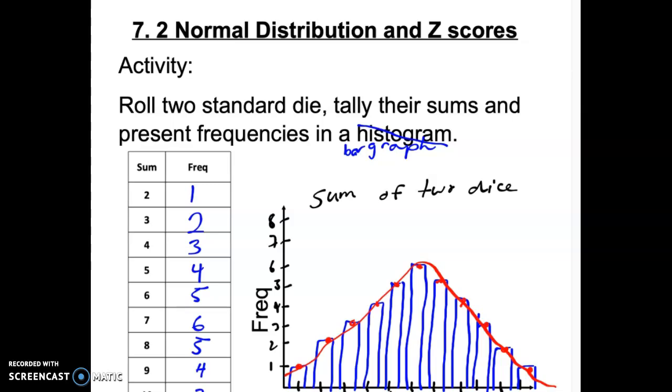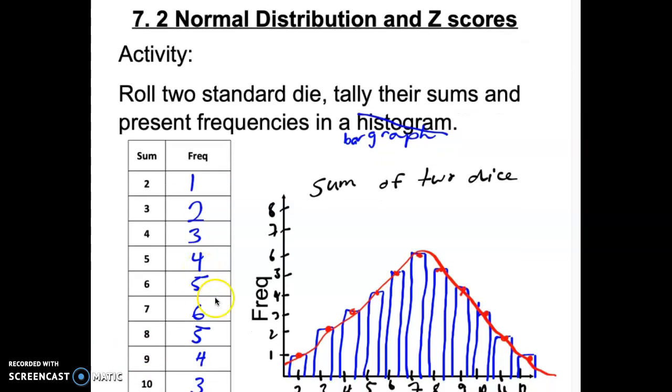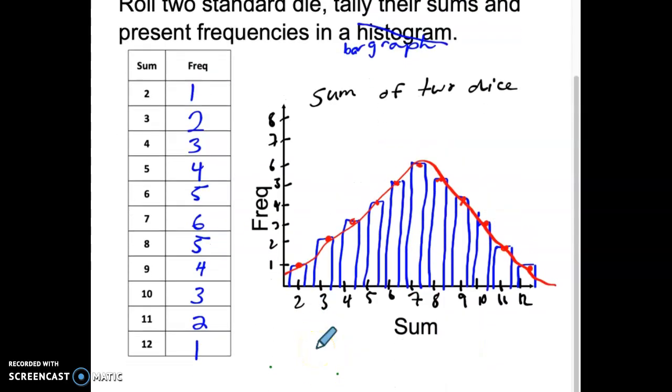So today we're going to talk about normal distributions and z-scores. First, I have a little activity here, which I've actually, for time, already done for you, because we've done it before in this class. So I have a frequency chart there with the sum of two dice, and I created not a histogram, but a bar graph. And it's a bar graph because the sum of two dice is a discrete variable, and we would represent a discrete variable with a bar graph.